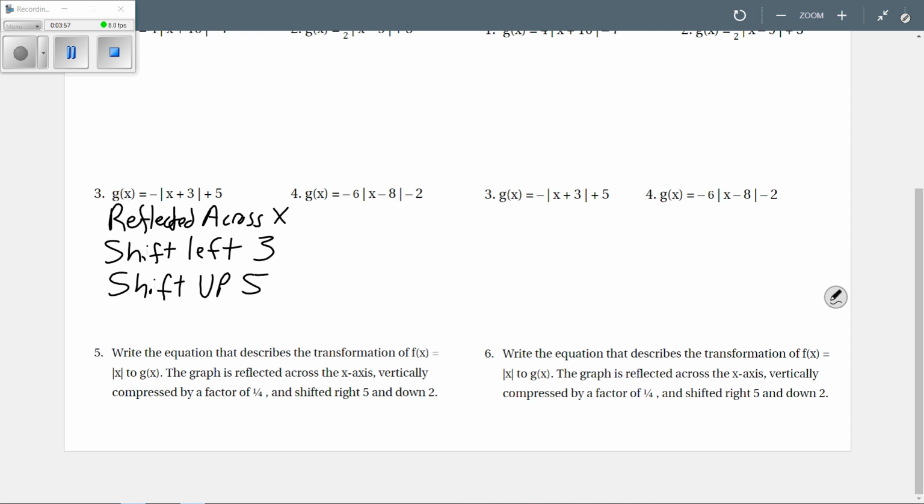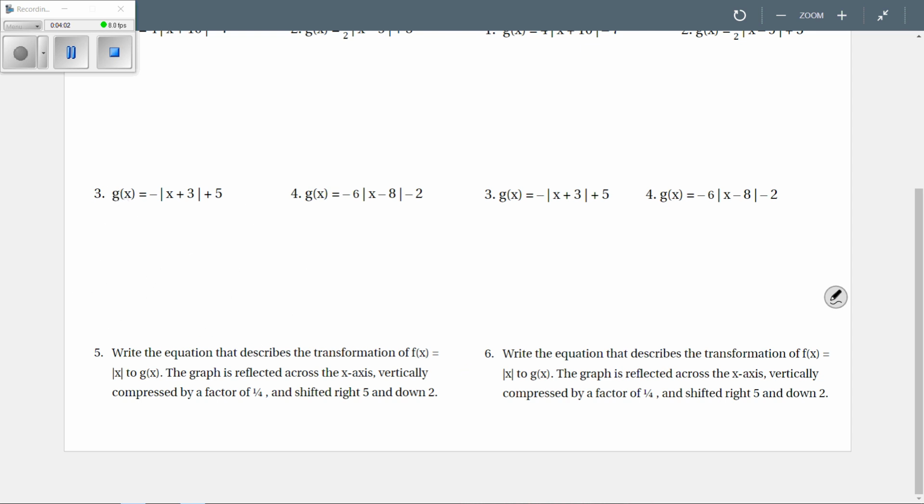All right. Now we move on to number 5. And number 5 looks new to us. It's kind of like a word problem. And just from what it says, we have to write the equation. So write the equation that describes the transformation f of x to g of x. The graph is reflected across the x-axis, vertically compressed by a factor of 1/4, shifted to the right 5 and down 2. That all might seem scary, but we just take it one at a time.